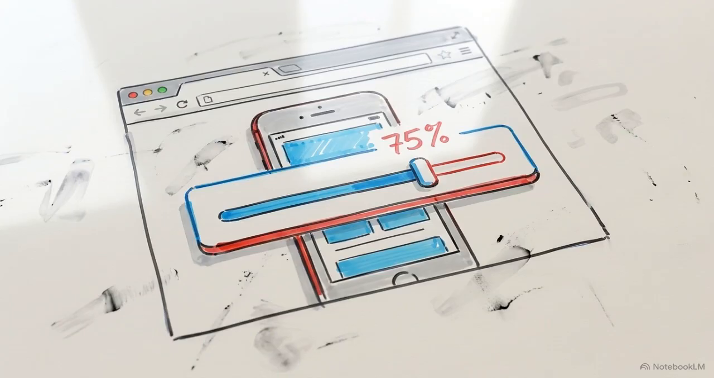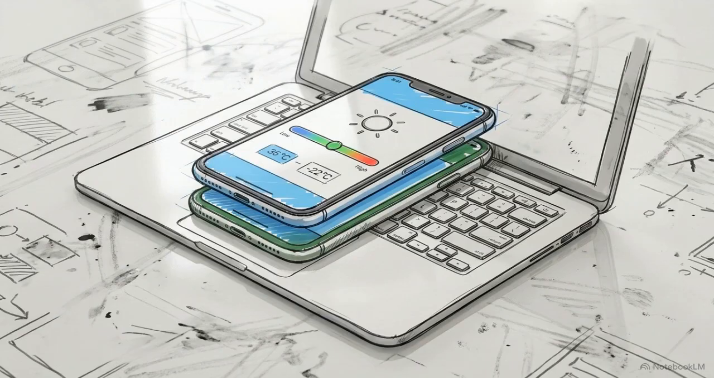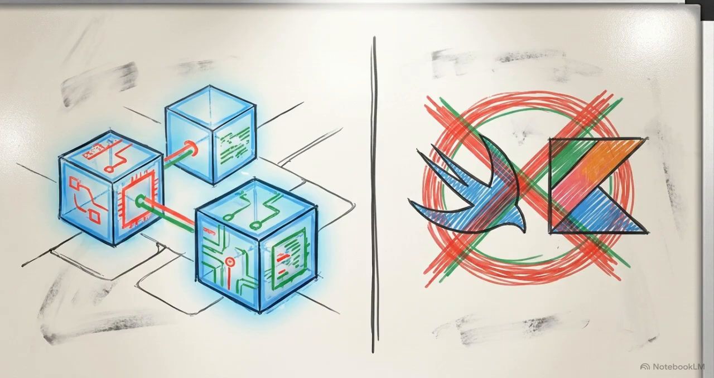Save your files and check your local browser. You should see a working slider that calculates the temperature instantly as you drag it back and forth. You now have a working, mobile-grade interface, and you built the entire structure with web technologies without writing a single line of Apple's native code.